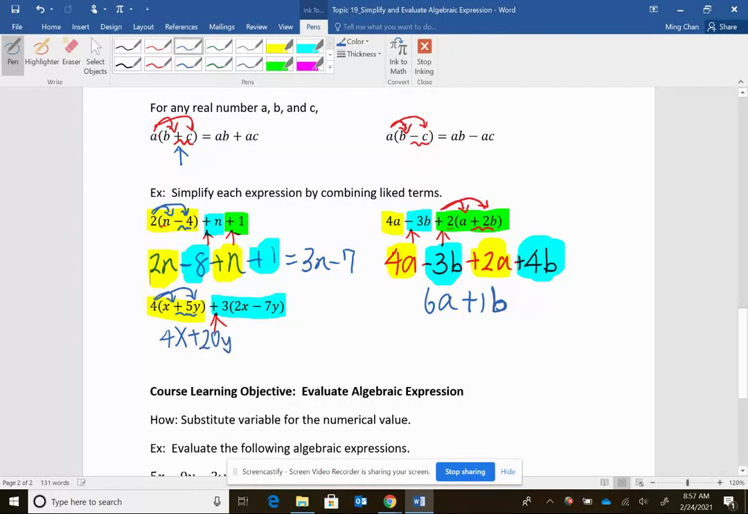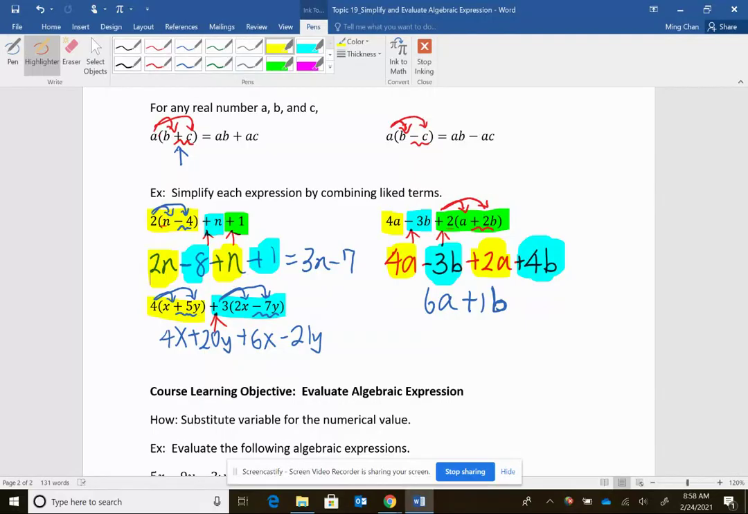Remember, every term can only have one sign. I think students have written this before: minus a negative. You can never write that. Every term can only have one sign. All right, let's do the second term. So that's it for the first term distributing. Second term, distribute positive 3 times 2x, positive 6x. Positive 3 times negative 7y, negative 21y.